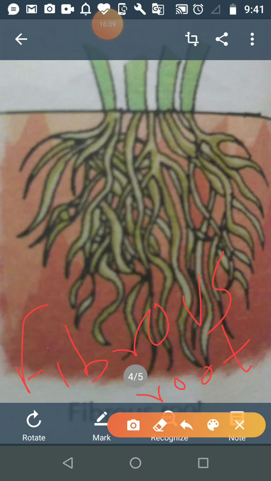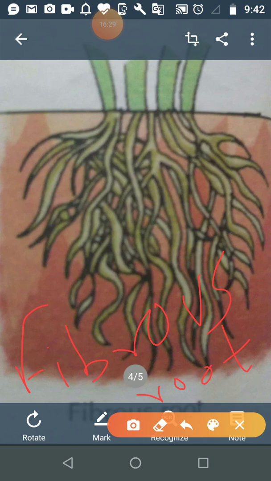And in the case of a tap root, I explained that the main root is attached to the stem, and after that many small roots come from the main root. But here in a fibrous root, many roots grow from the end of the stem. It means a fibrous root does not have a main root. Is it clear?